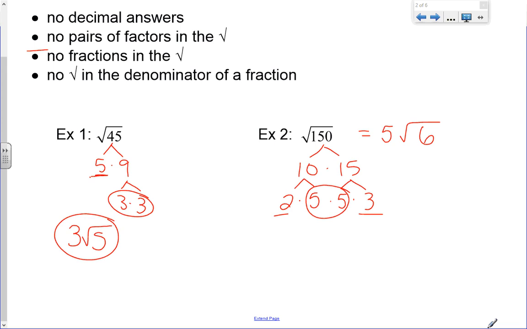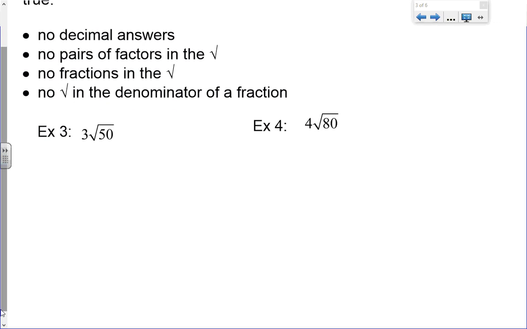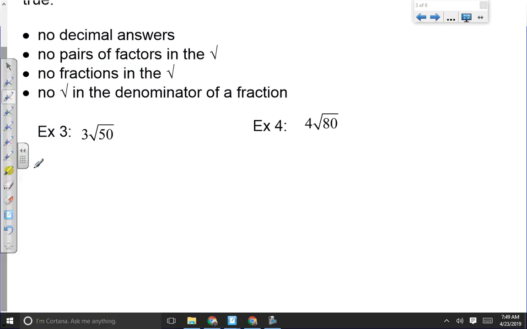Okay, ladies and gentlemen, let me grab my note packet. All right, example 3 and example 4. All right, what's different here with example 3? There's a number out front, and we read this, ladies and gentlemen, as 3 times the square root of 50. So we're going to do exactly what we did before. We're going to simplify that square root of 50, but now we have to multiply by 3 at the end. So I usually take that 3, and I just write it somewhere over here so I don't forget about it.